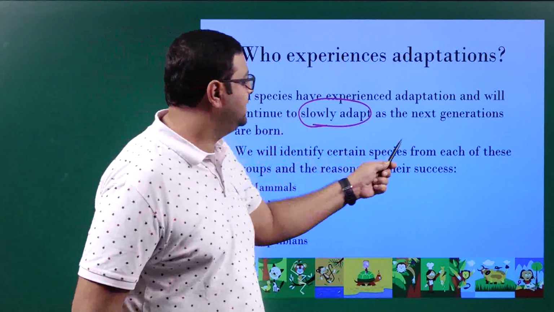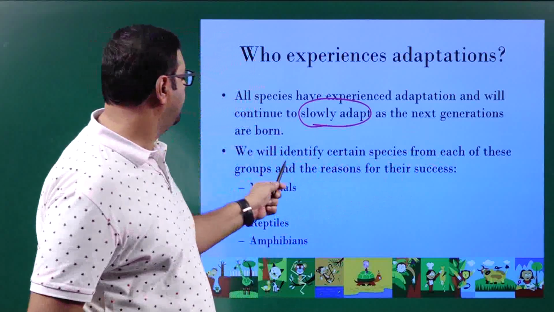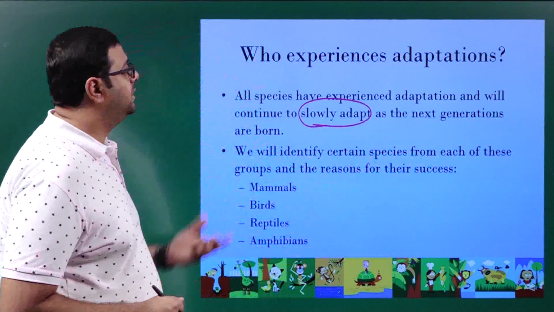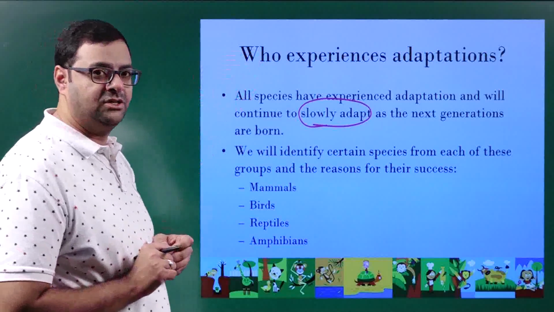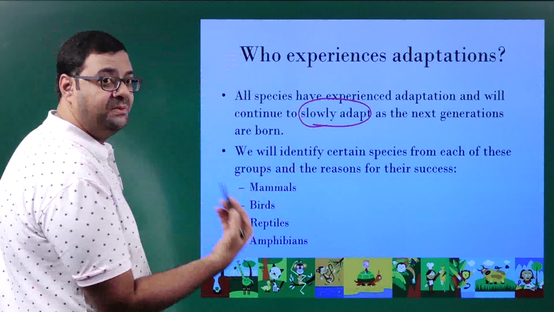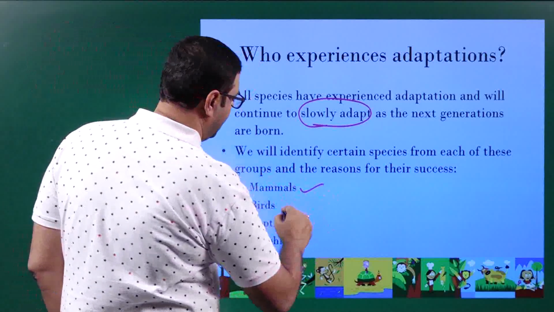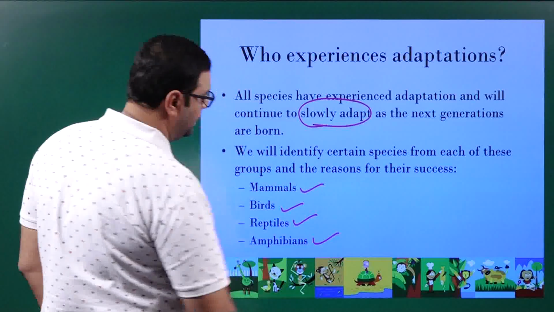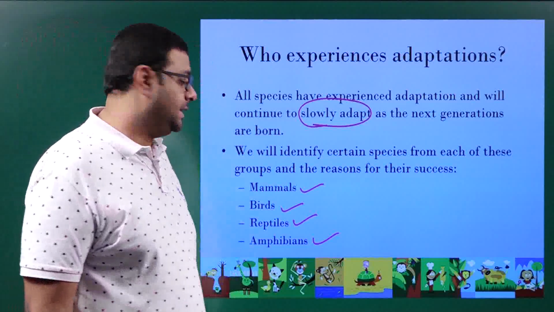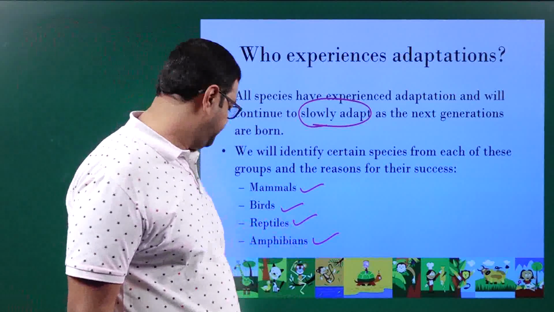Now we will identify certain species from each of these groups and the reasons for their success. In continuation with who experiences adaptations, we will be looking at certain organisms or species which have adapted well, and how they have adapted. So we'll be looking at mammals, birds, reptiles, and amphibians.